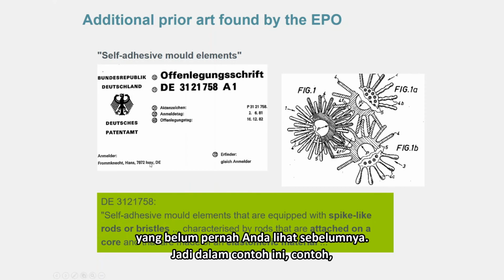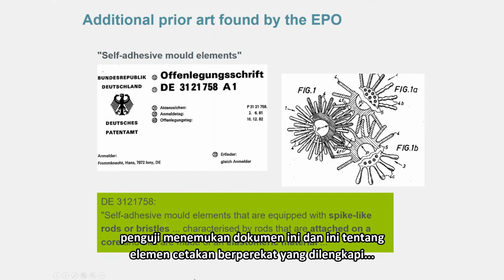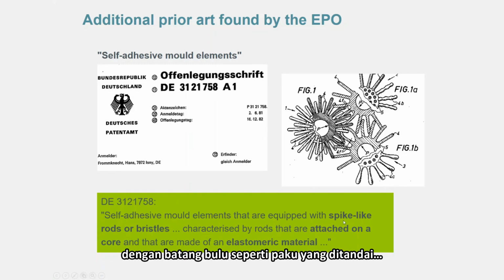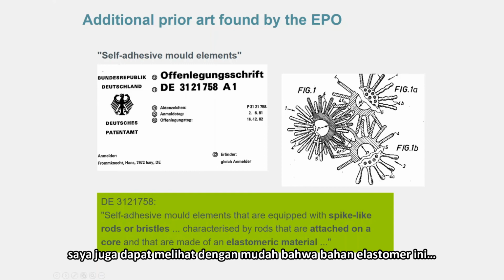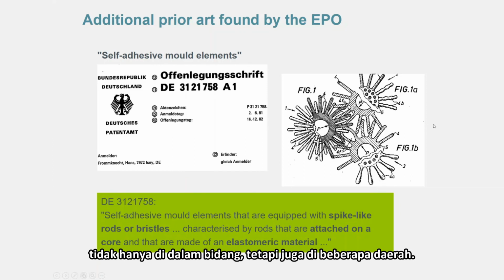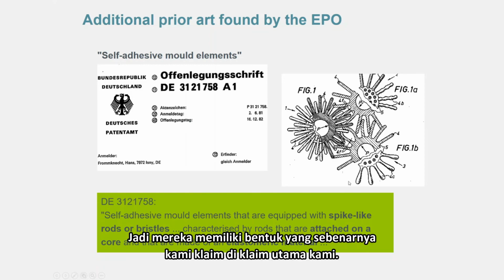So in this example, the examiner found this document, and it is about a self-adhesive mold element that are equipped with spike-like rods of bristles, characterized by the rods that are attached on a core and that are made of an elastomeric material. If I see through the figures, I can see also easily that these elastomeric materials are not just in the plane, but they are in several regions. So they have the form that we, in fact, claimed in our main claim.